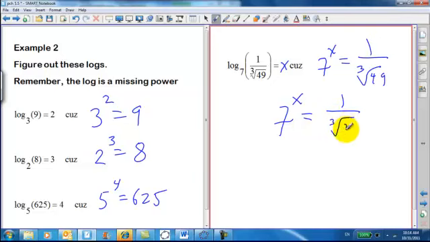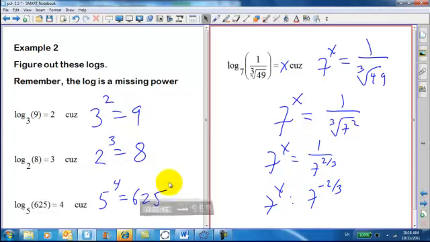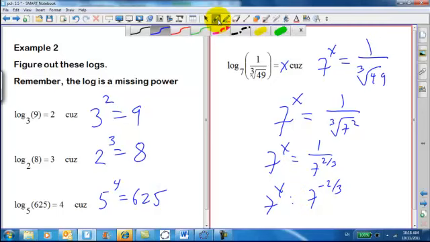49 is 7 squared. A cube root is a 1/3 power, so this is 7 to the 2/3. So 7 to the x equals 7 to the negative 2/3. So if 7 to the x equals 7 to the negative 2/3, ergo x equals negative 2/3.